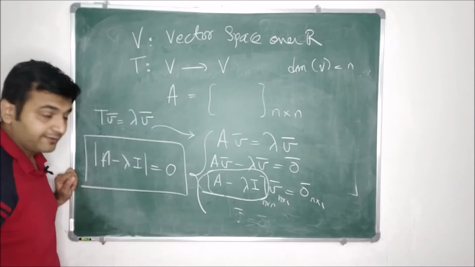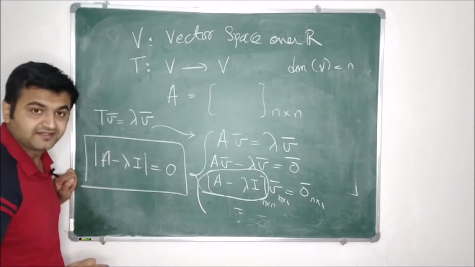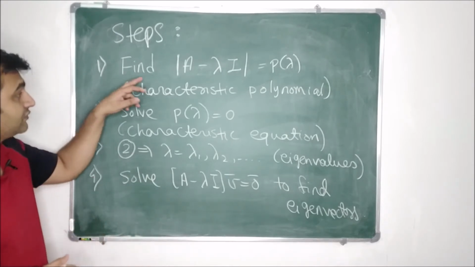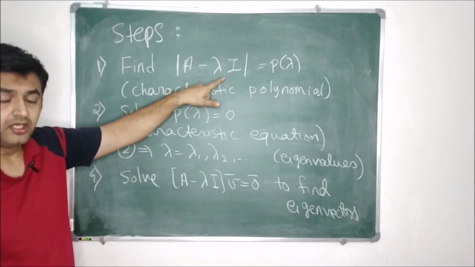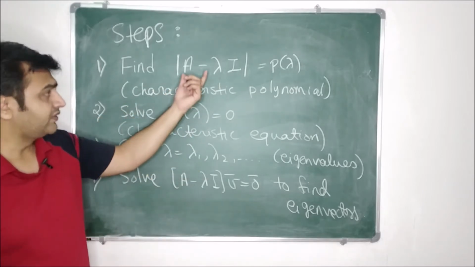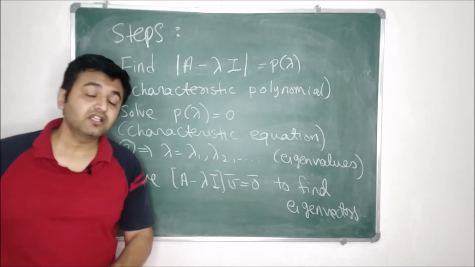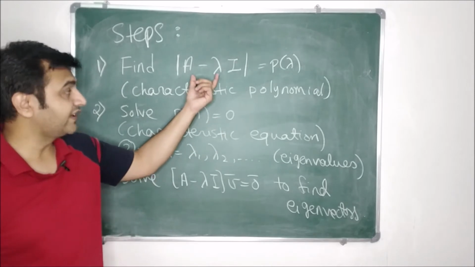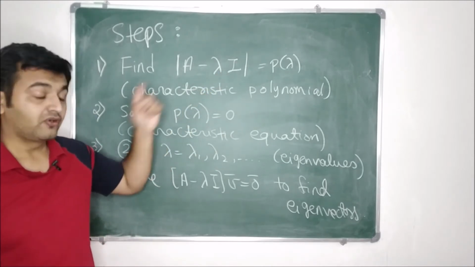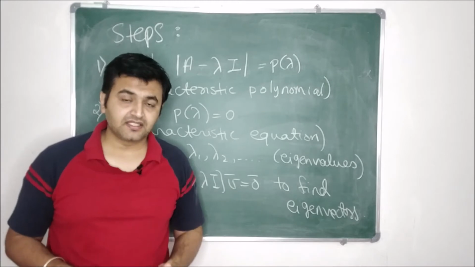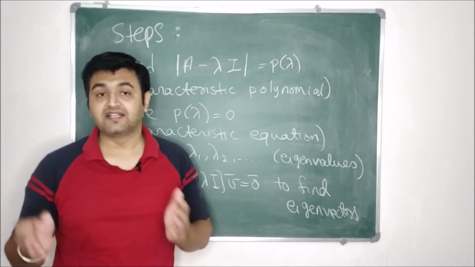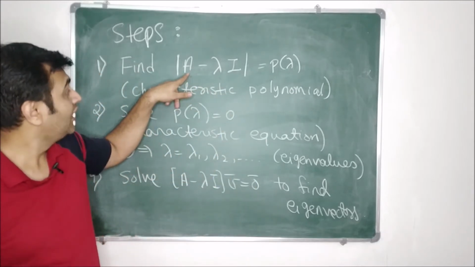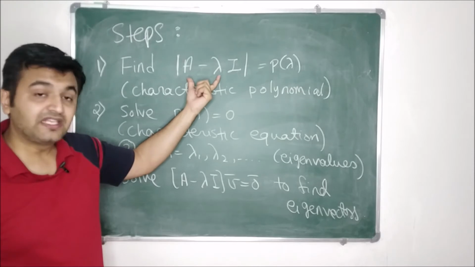Now let me write down the steps on how to find eigenvalues and eigenvectors. So here are the steps. First thing is you find the determinant of A minus lambda I. If the matrix is directly given to you, you directly find this determinant. If a linear map is given to you, you find the matrix corresponding to that linear map, and then you find the determinant of A minus lambda I. For finding that matrix, if the ordered bases are given to you, use that basis. If that is not given to you, you can take the standard basis and then you find the matrix. Once you have the matrix, you find the determinant of A minus lambda I.